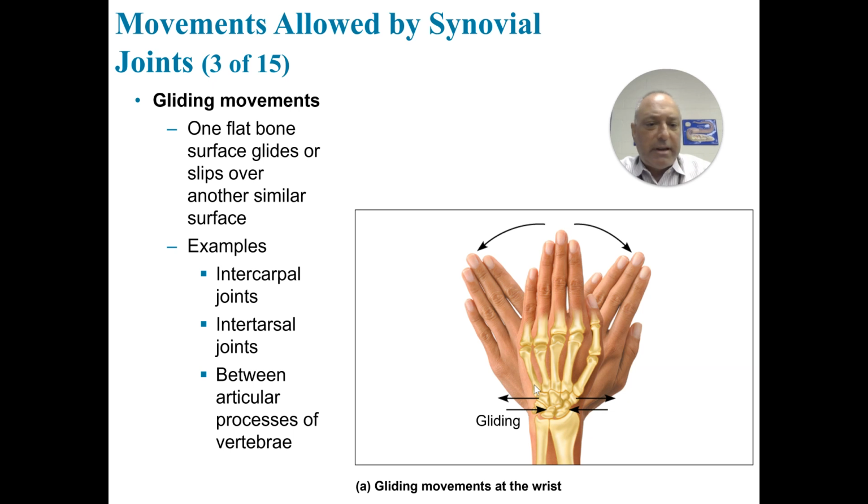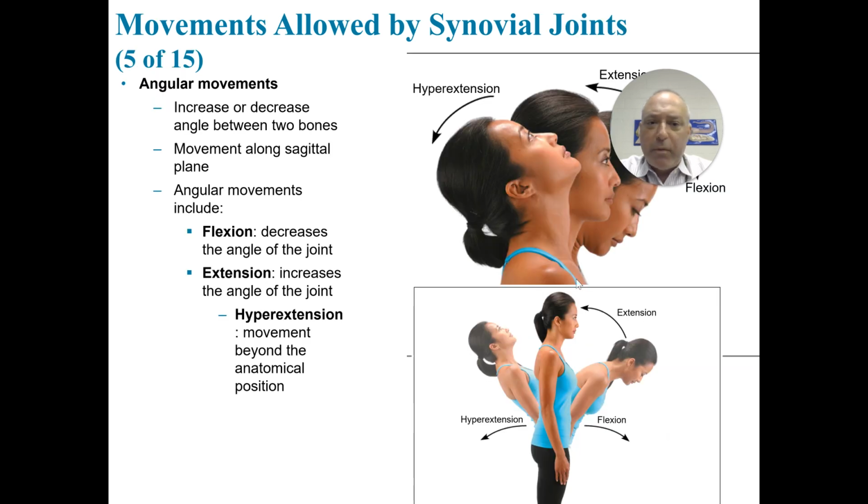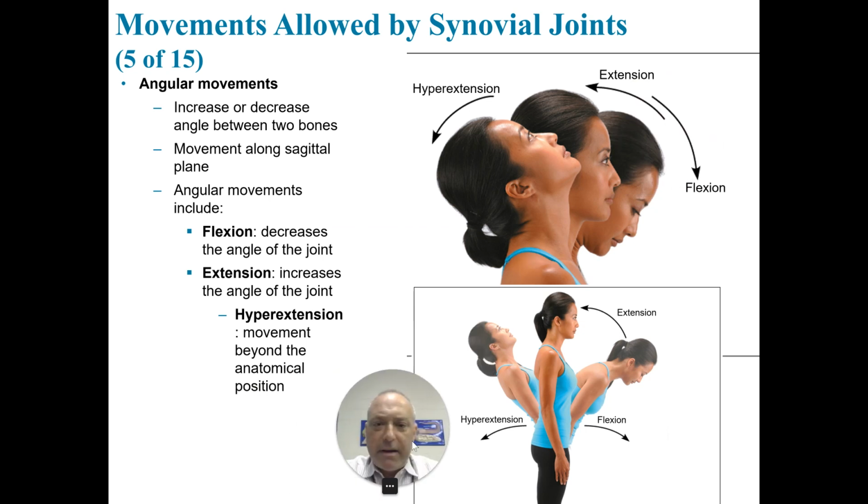So moving the hand medial and lateral results in gliding motion. So there's angular motion as well, and so for the synovial joint in your neck, extension would be when your head is back, flexion would be when your head is forward, and the same thing with your hip joint. You would have extension when you're facing the back, and when you're facing forward, leaning forward, you've got flexion.